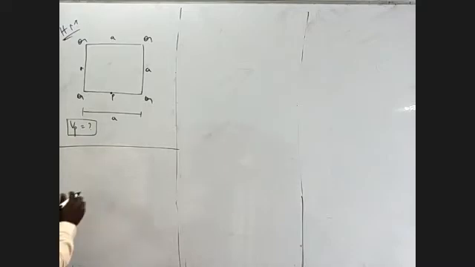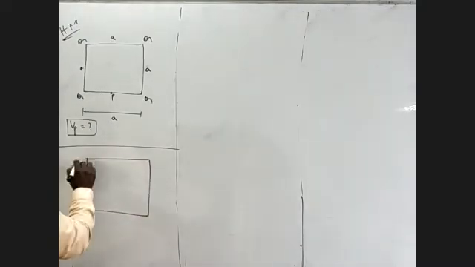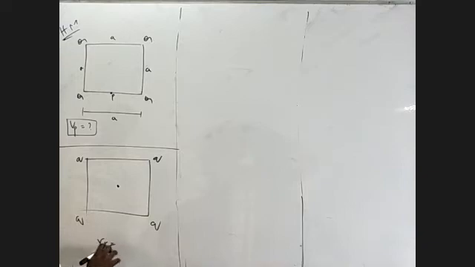So next, this is a square. The charge is Q at each corner. This is the center. So VC is equal to, what is VC?